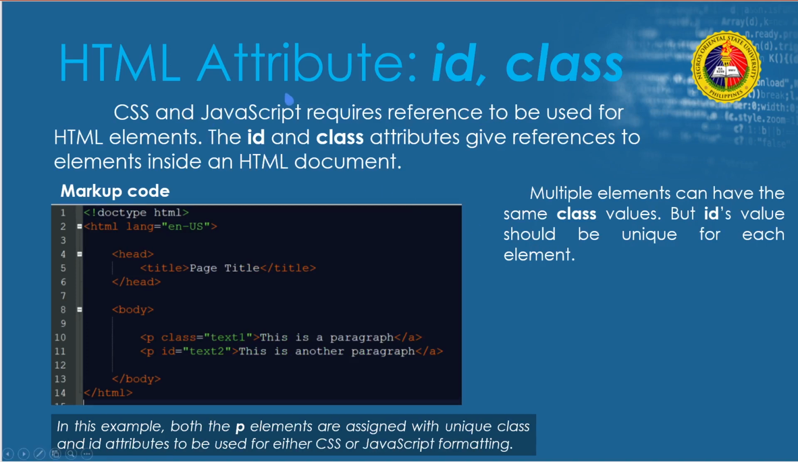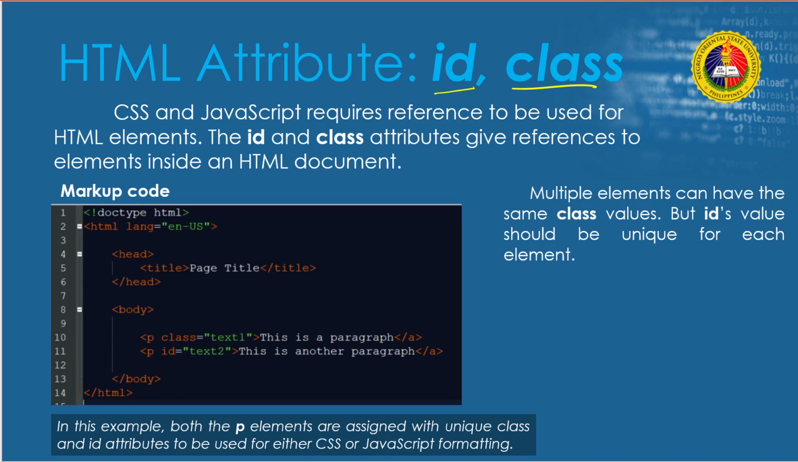So next, we have the HTML attributes ID and class. CSS or JavaScript requires a reference to be used for HTML elements. The ID and class attributes give references to elements inside an HTML document. So the ID and the class are just a reference. We will not use them for HTML purposes, but we will add ID and class only for CSS or JavaScript purposes.